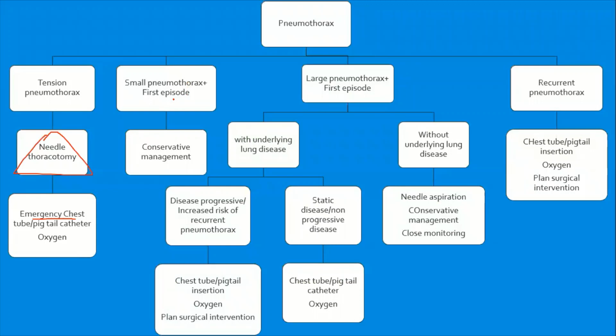If it is a small pneumothorax, first episode, and you don't see any other risk factors, then wait and watch, conservative management with repeated X-rays. If it is a large pneumothorax, and this is the first episode, see if this child has an underlying risk factor or underlying lung disease, say a pneumonia, or say this child is a cystic fibrosis child. Two case scenarios we will take.